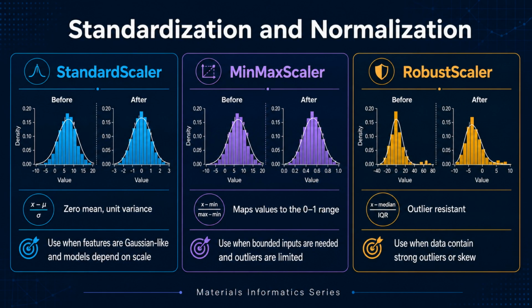Standard scaler transforms features to zero mean and unit variance, essential for many algorithms. Min-max scaler maps values to 0 to 1 range, useful when you need bounded values. Robust scaler uses median and quartiles, resisting outliers. Always standardize after train test split using only training data statistics to avoid data leakage.